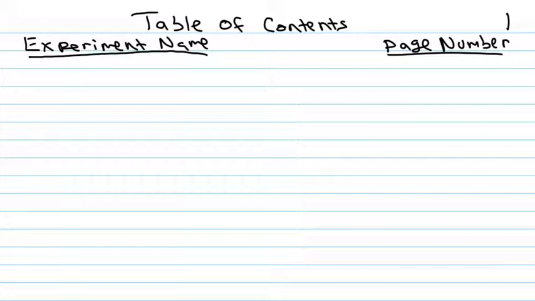Then on the first page, you're going to want to write down the experiment name and also the page number, so that way you can list all of the experiments on the left-hand side, and you're going to list all the page numbers in which the lab takes place on the right-hand side. So the first lab that we're going to do is 1 + 2 + 3 = black. That's going to start on page 3.